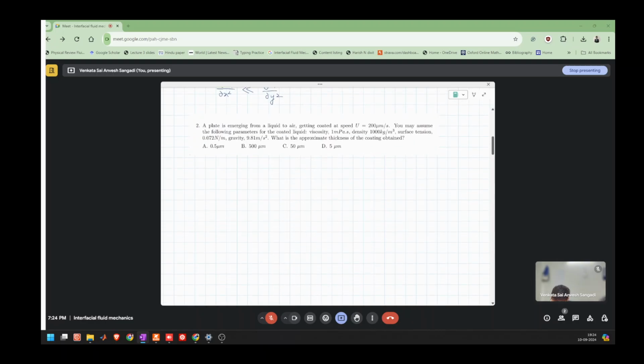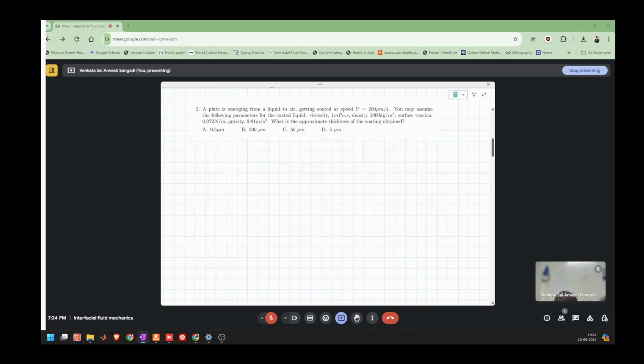Let's go to the second question. A plate is emerging from a liquid to air, getting coated, at a plate speed of 200 micrometers per second. You may assume the following parameters for the coated liquid. Viscosity is 1 millipascal second, density is 1000 kg per meter cube, surface tension is 0.072 Newton per meter, and gravity is 9.81 meters per second square. We are asked to calculate the approximate thickness.